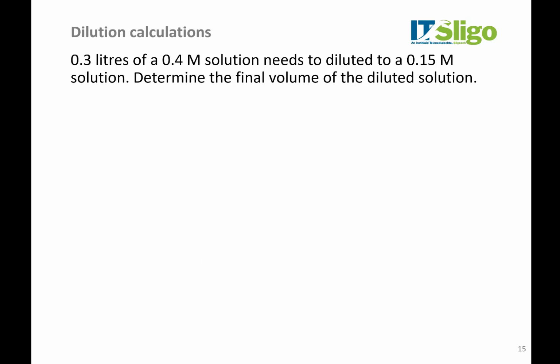So we look at another example. 0.3 liters of a 0.4 molar solution needs to be diluted to a 0.15 molar solution. So it's quite a mouthful. But really we just take a look at, well, what are we looking for? Initial volume by initial concentration, final volume, final concentration. We're given these three.